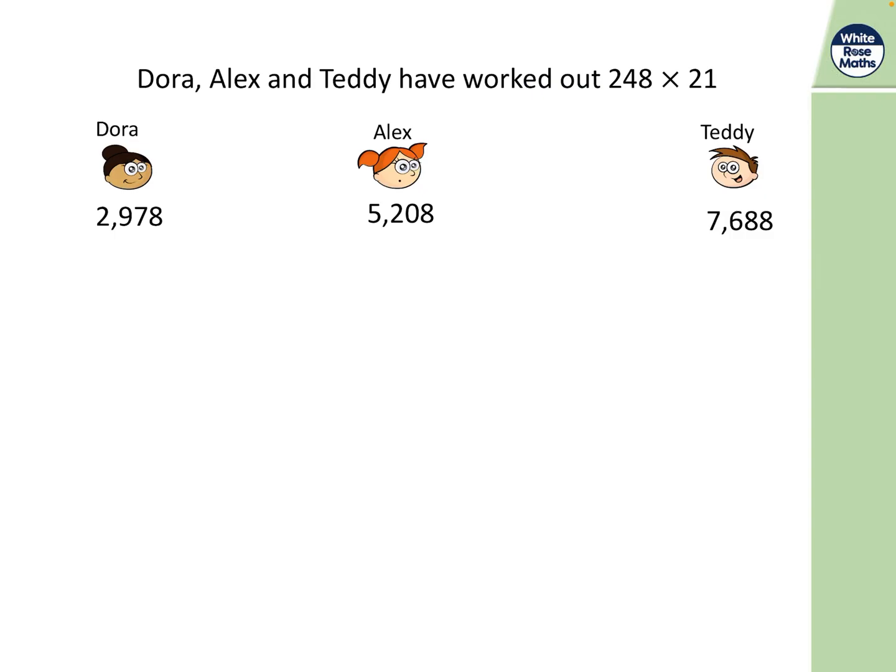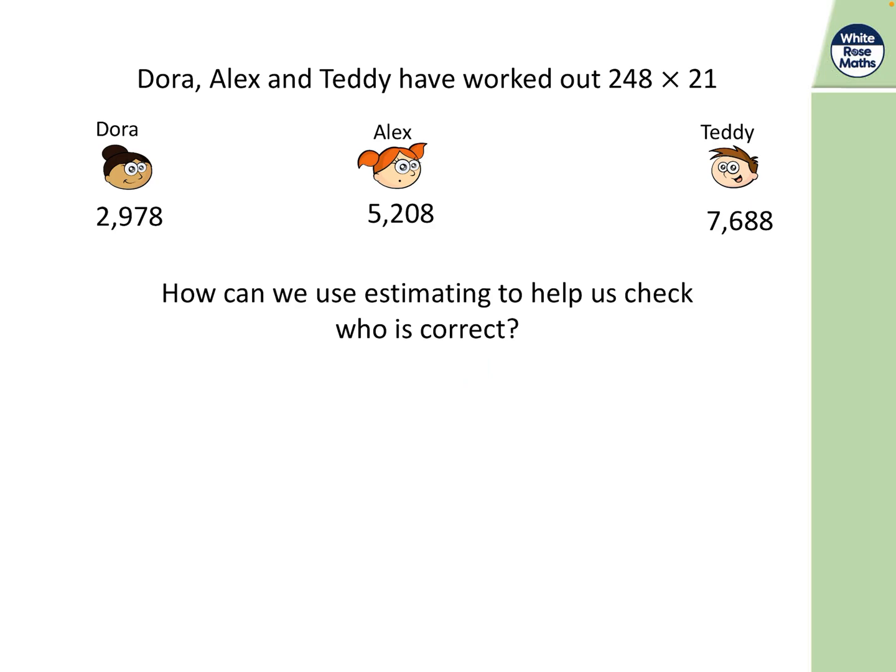So here we have a question. Tora, Alex and Teddy have worked out the answer to that calculation. That's their different answers, so we know that somebody's made a mistake. Well, two people have made a mistake at minimum. Can we use estimating to help us check who is correct? What could we do?